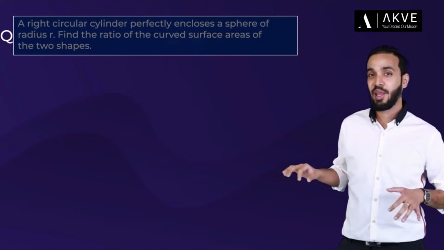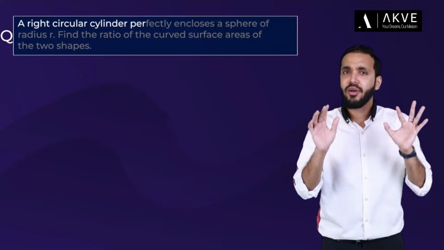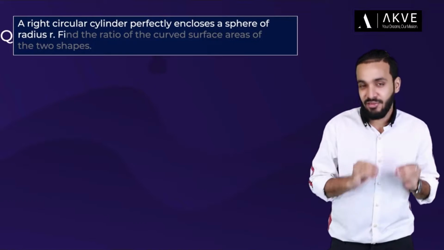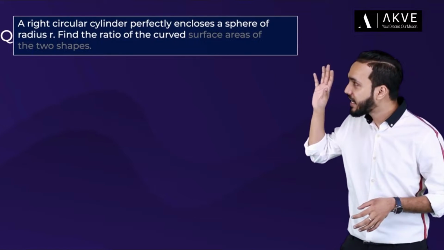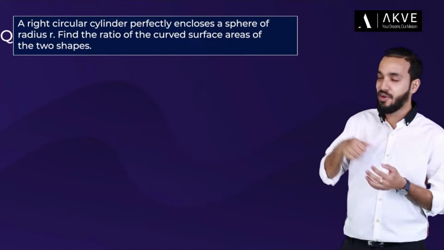Say this one. It states that a right circular cylinder perfectly encloses a sphere of radius r, and we just have to find the ratio of the curved surface areas of the 2 shapes. Pretty simple and straightforward, right?